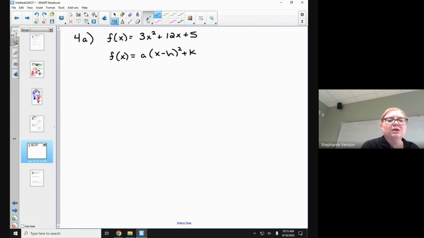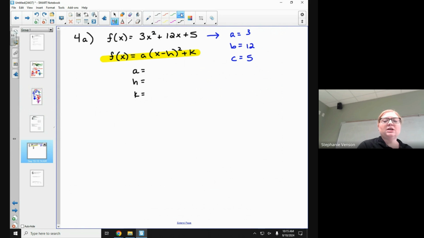So everybody agrees with me that this right here is vertex form, correct? So I can then make the statement that if I want to write something in vertex form, I need 3 values. I need an a, I need an h, and I need a k. The moment that I have those 3 values, I can plug them in and have the vertex form. Well, right now I have standard form, so I don't have an a, h, and k. What I have instead is an a, a b, and a c. The a is 3, the b is 12, and the c is 5. Everybody with me so far?